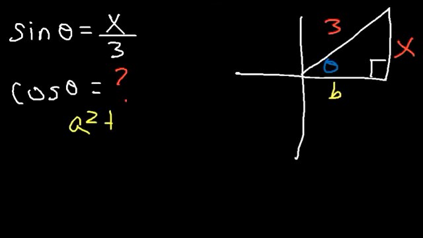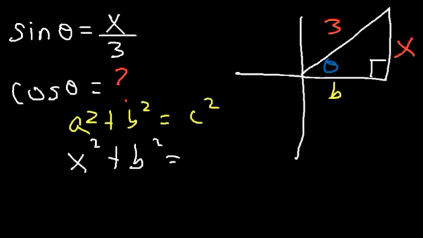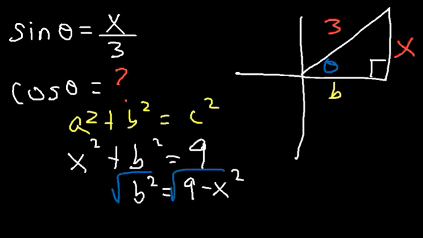So a squared plus b squared is equal to c squared, according to the Pythagorean theorem. a is x. We're looking for b. c squared, that's 3 squared, which is 9. To isolate b squared, we need to subtract both sides by x squared. So b squared is 9 minus x squared. And to solve for b, we have to take the square root. So therefore b is the square root of 9 minus x squared.